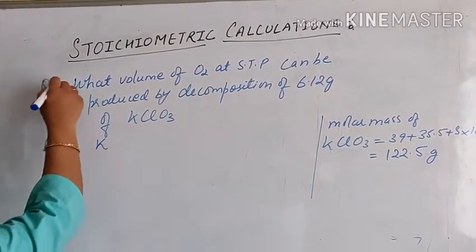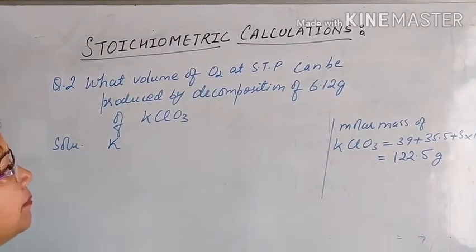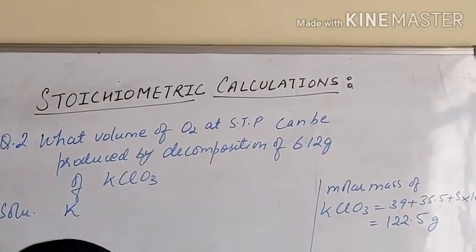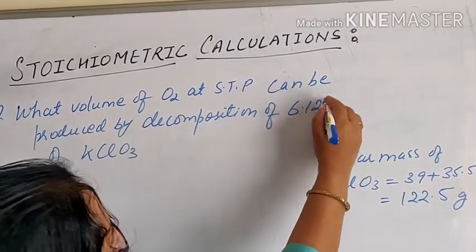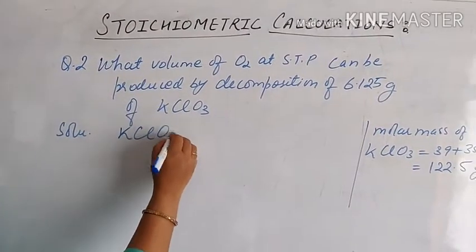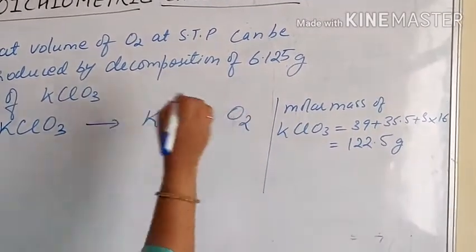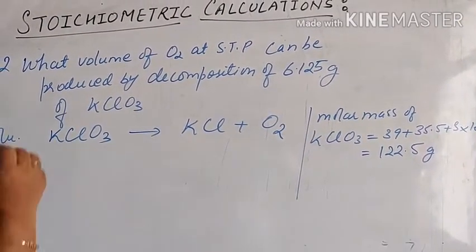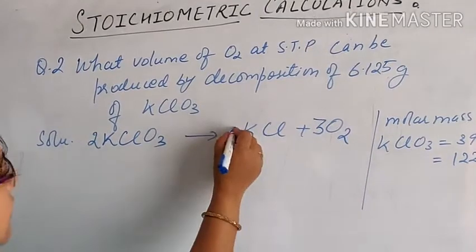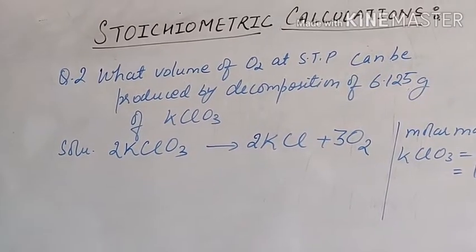Now we'll solve one more question based on stoichiometry. That is, what volume of oxygen at STP can be produced by decomposition of 6.125 gram of KClO3. So I'll write first of all the decomposition of KClO3, which gives KCl plus O2. The equation can be balanced like this: balancing oxygen, 6 on both the sides, now balancing KCl, that is 2. So this is a balanced chemical equation for the decomposition of potassium chlorate.